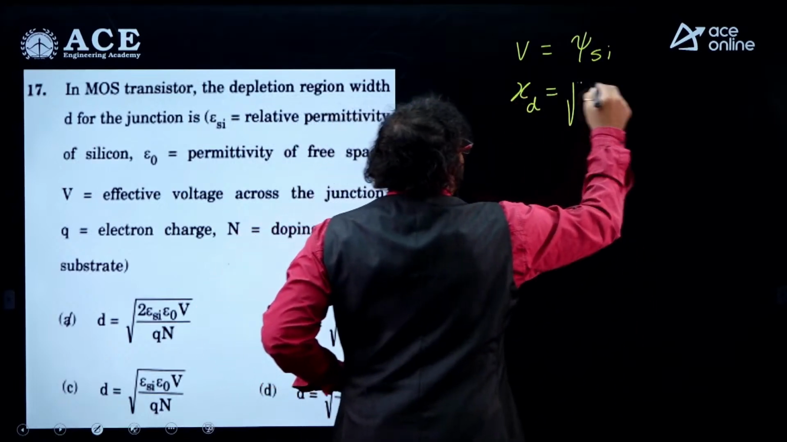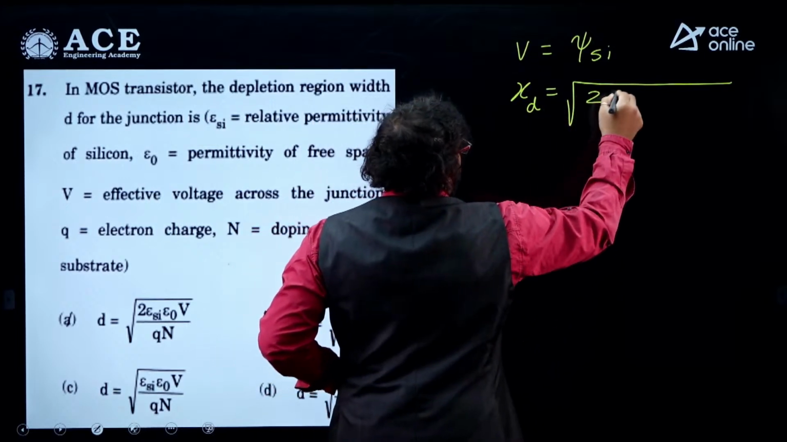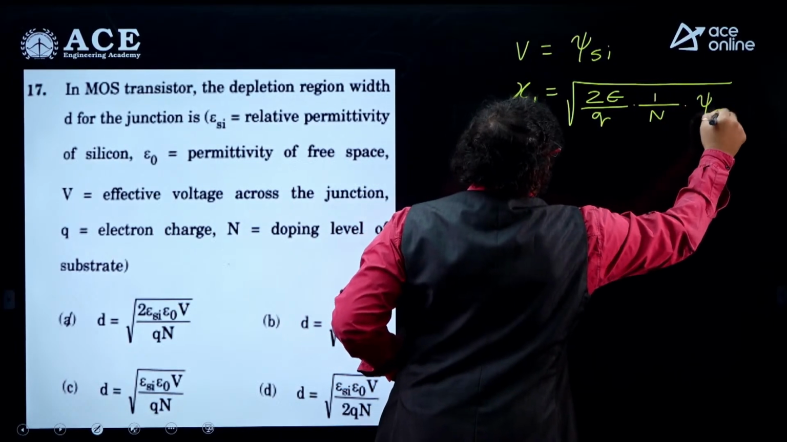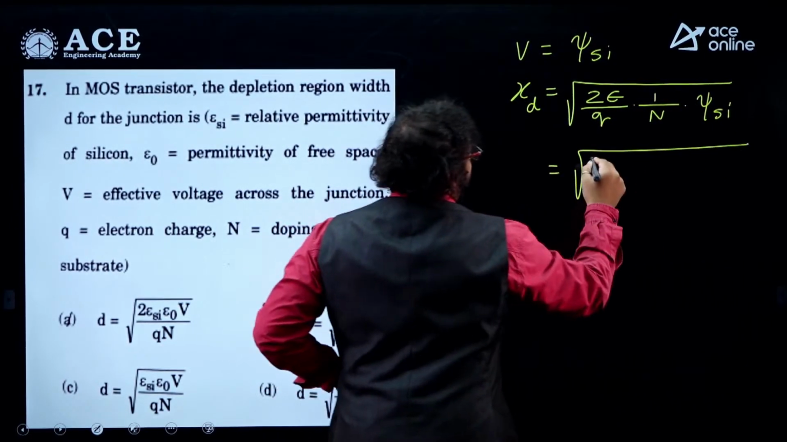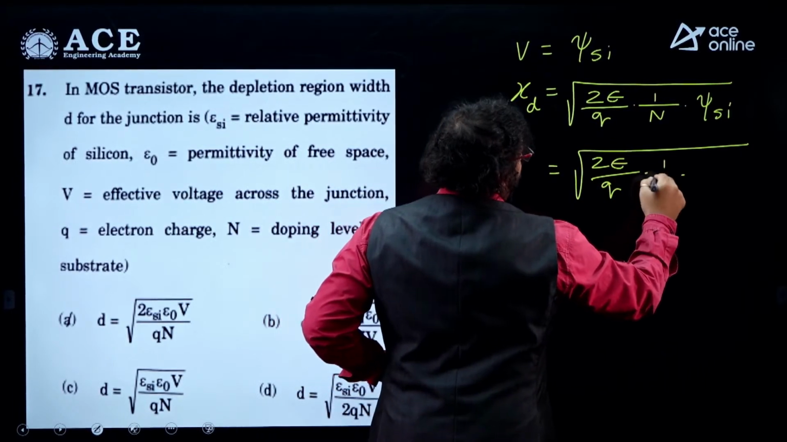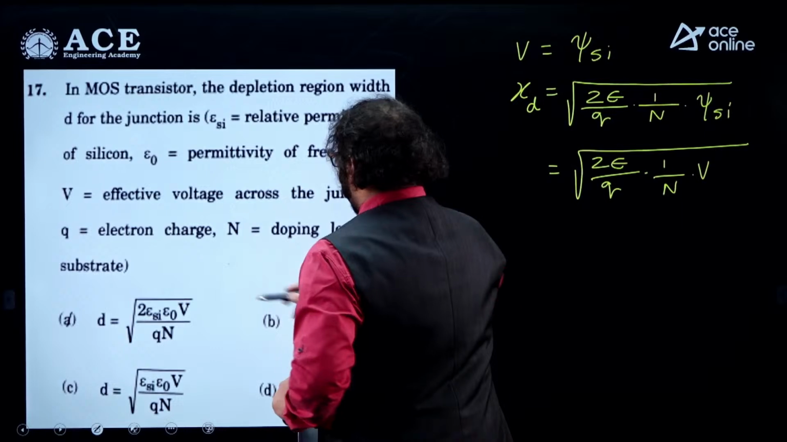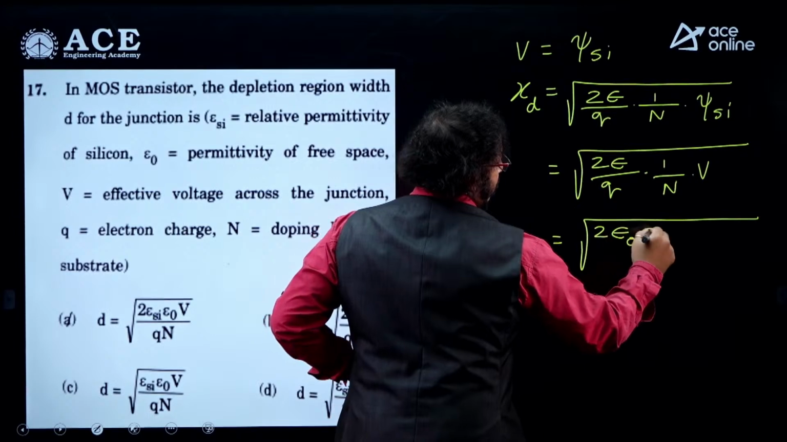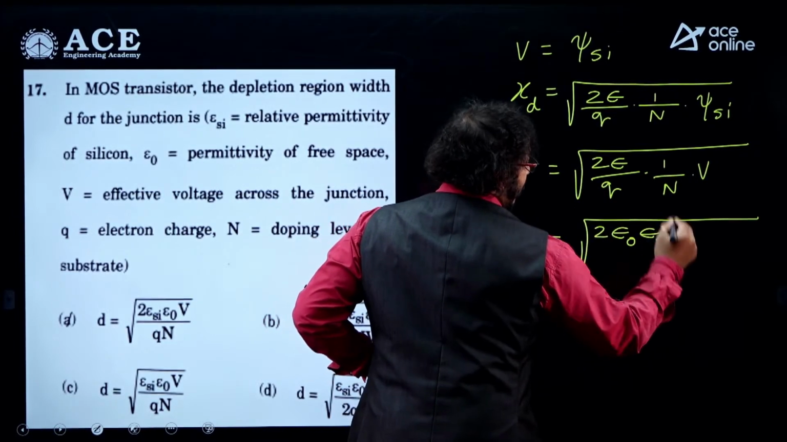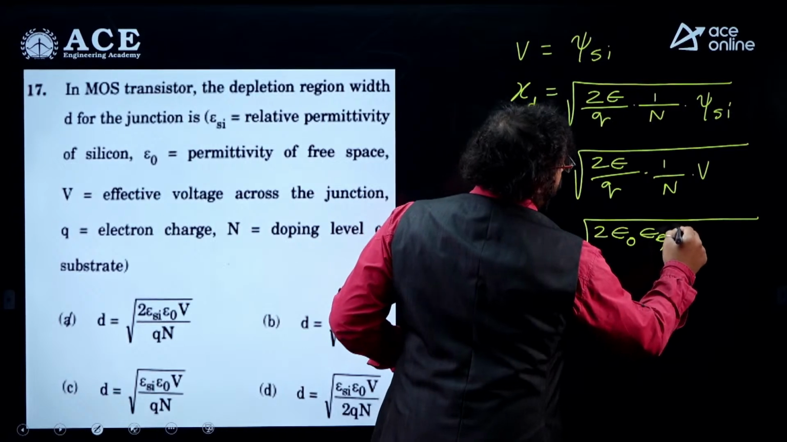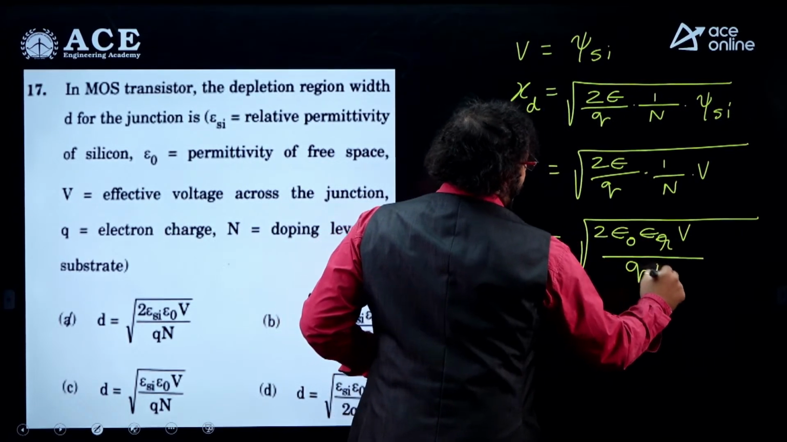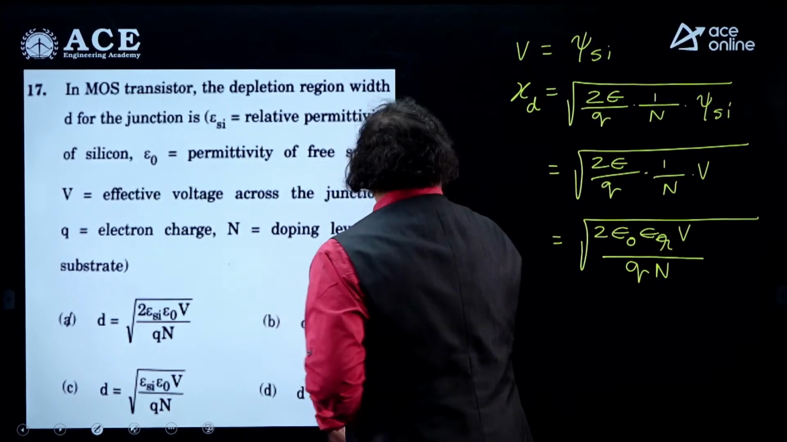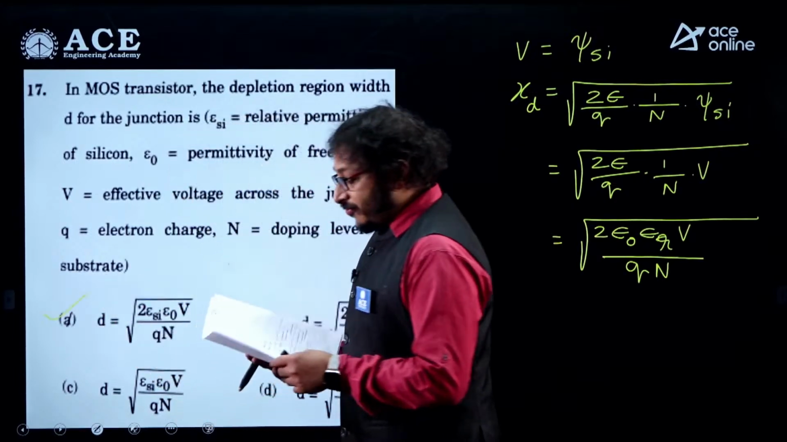So what will be the formula here? Commonly, we go for the step graded. So XD is equal to the square root of 2 epsilon by Q into 1 by doping into psi silicon, correct or not? Which is none other than 2 epsilon by Q into 1 by N into voltage. Epsilon can be represented as epsilon naught times epsilon R of silicon, correct or not? So 2 times epsilon naught, epsilon silicon into V by Q times N. So option A is apt for the given question.